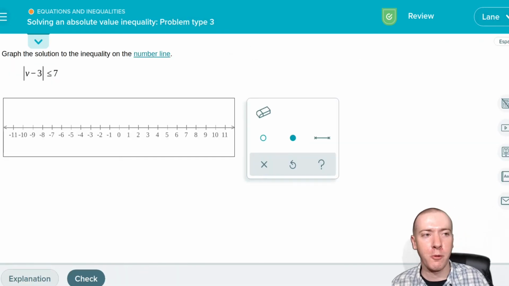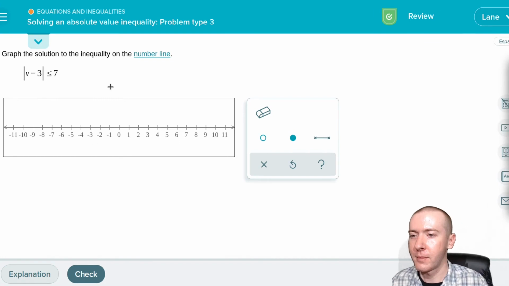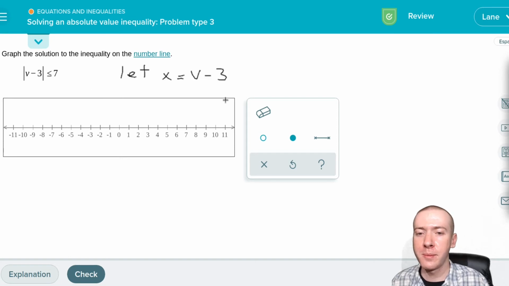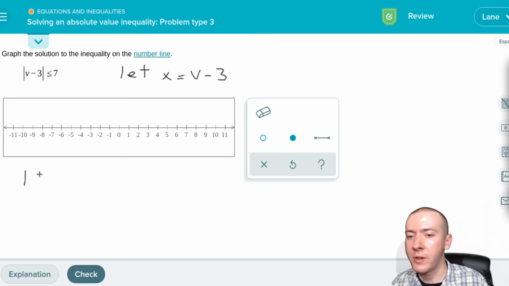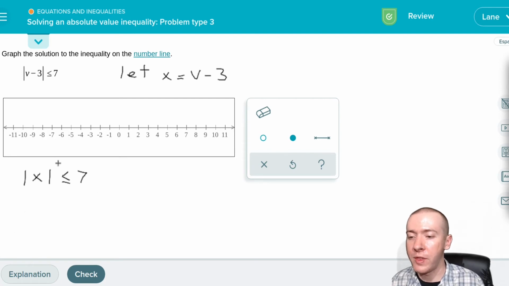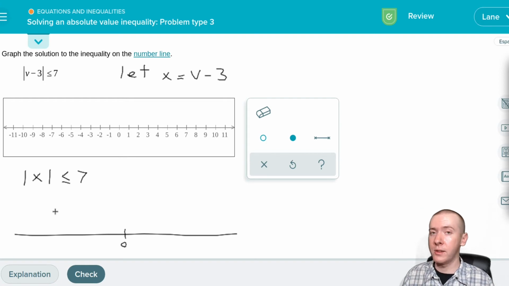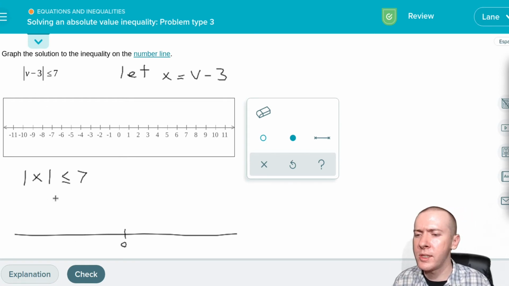Okay, I'd like to do a few more problems with you. Let x equal v minus 3, so that our inequality here would be absolute value of x is less than or equal to 7. And let's make a graph for this. This down here is going to be the graph of x, not the graph of v, which will be our answer. What does this inequality mean?